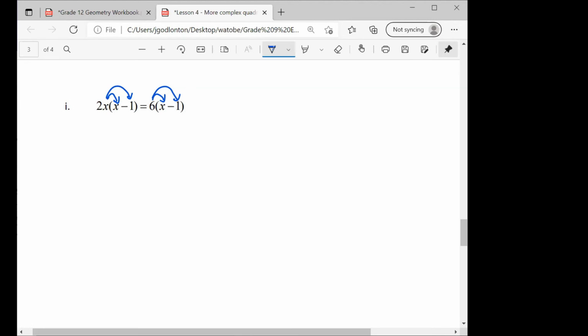Okay, so first step, distribute that in. So 2x squared minus 2x is equal to 6x minus 6. That's our first step.